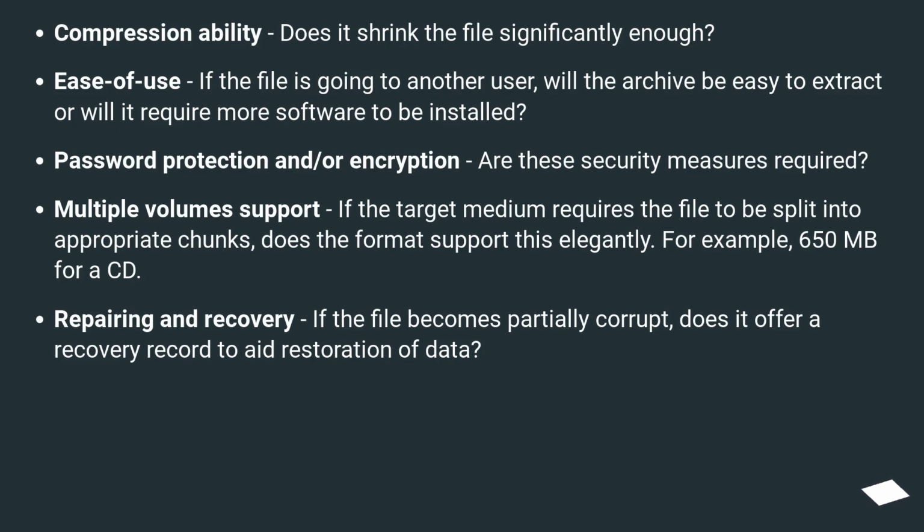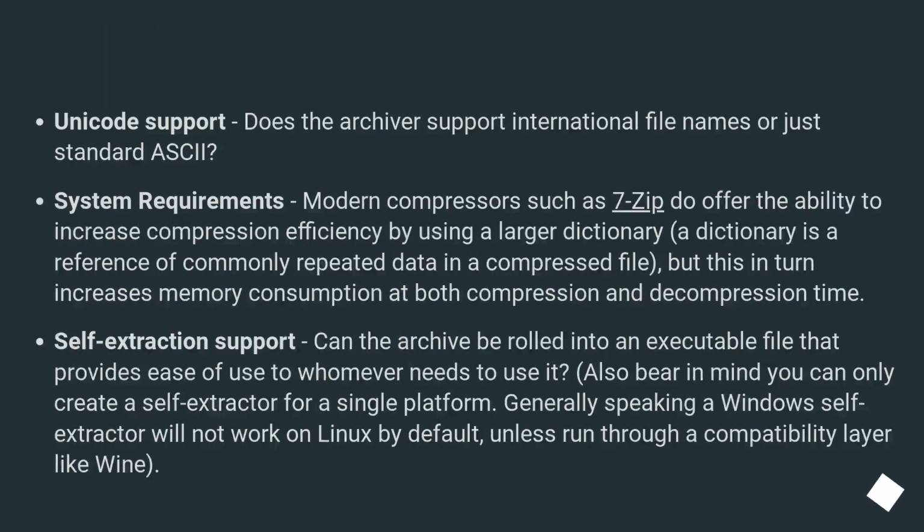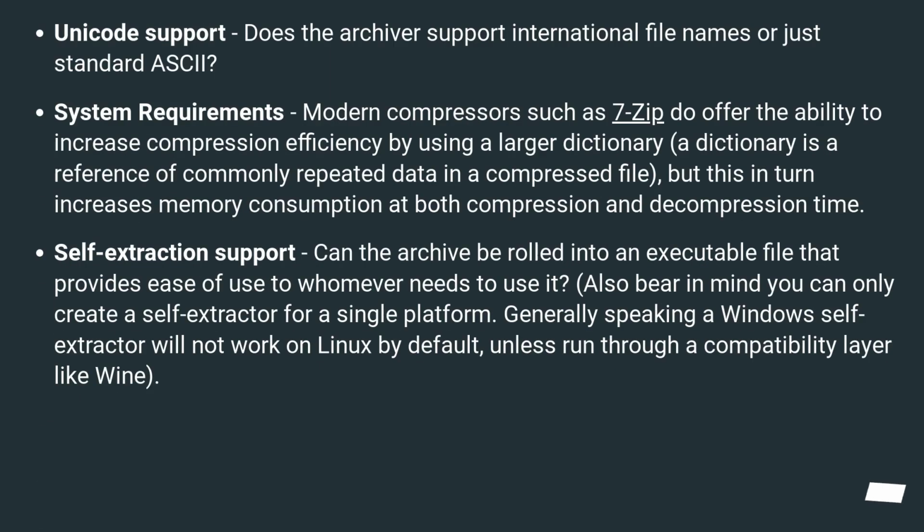Repairing and recovery. If the file becomes partially corrupt, does it offer a recovery record to aid restoration of data? Unicode support. Does the archiver support international file names or just standard ASCII? System requirements. Modern compressors such as 7-zip do offer the ability to increase compression efficiency by using a larger dictionary. A dictionary is a reference of commonly repeated data in a compressed file, but this in turn increases memory consumption at both compression and decompression time.